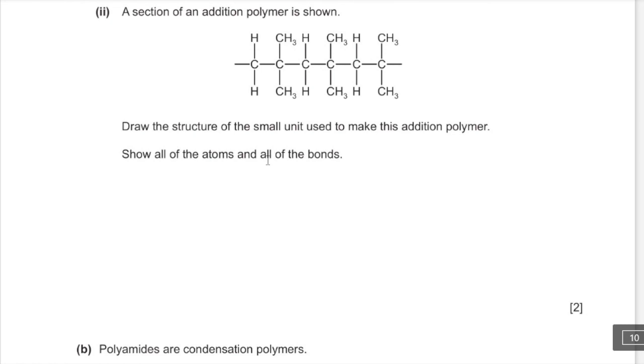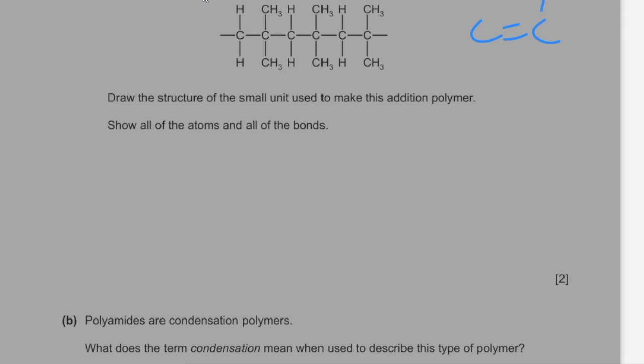So as you can see over here, this is where the structure of the monomer is repeating. These two groups are different from each other, which means this is the part which is the monomer. And so this should be in the form of this compound. But we're supposed to be showing all of the bonds, which means the bonds are going to be as such.